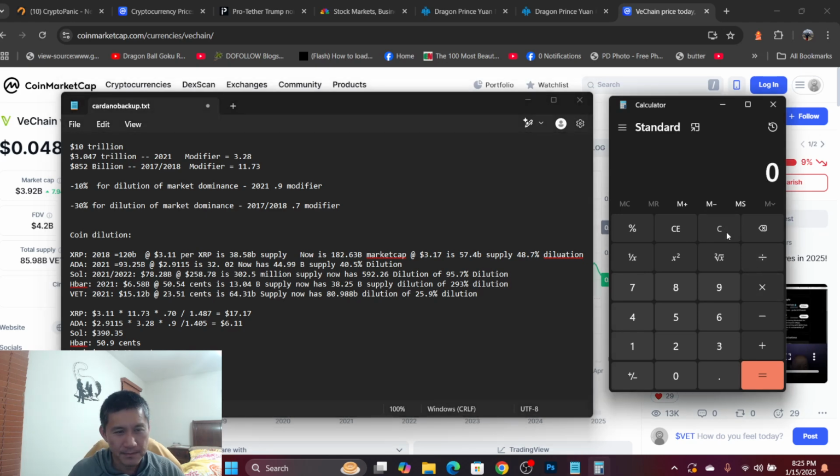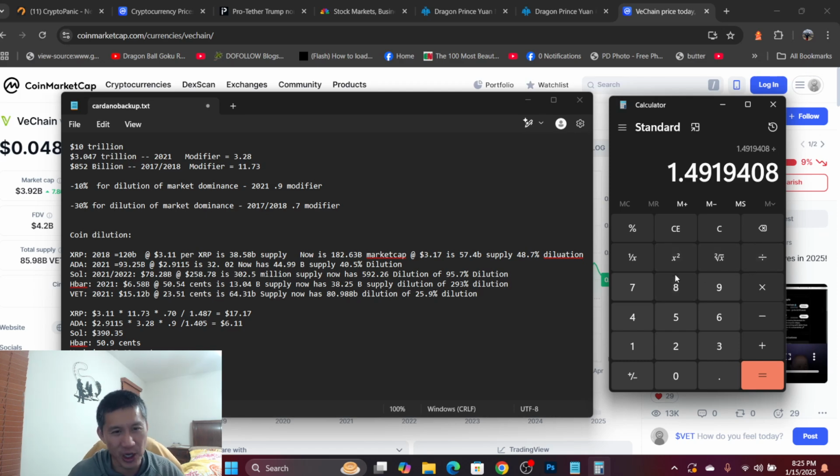HBAR, for HBAR, you have 50.54 cents, which was the all-time high price according to CoinMarketCap. You multiply that by 3.28 for the market growth factor. Then you multiply that by 0.9, which is the modifier. And it's looking good right now at $1.49. But remember, there's 293% more HBAR now than there was then.